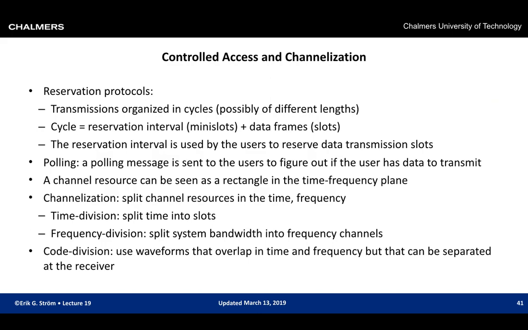Controlled access and channelization is basically, we have these reservation protocols. So it's a two-stage thing. Before we transmit data, we organize the transmissions. So we have cycles, and a cycle consists of a reservation interval plus data. Reservation is done in mini slots, so shorter packets, and data frames are done in slots, longer packets. The reservation interval is used for the users to reserve slots if they have data to transmit.